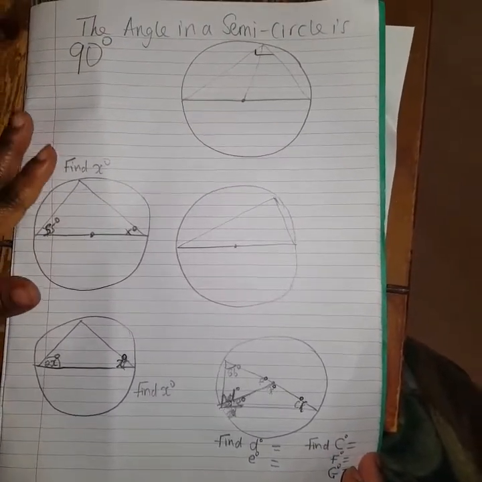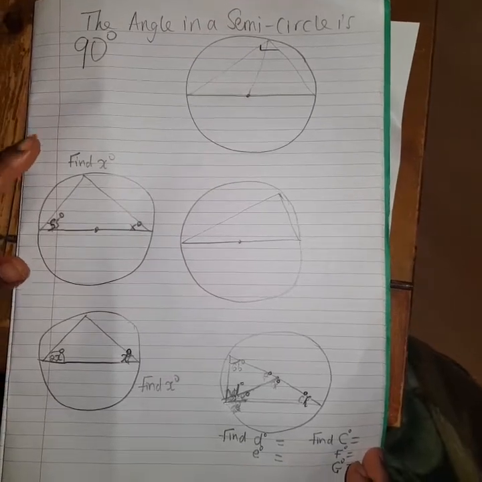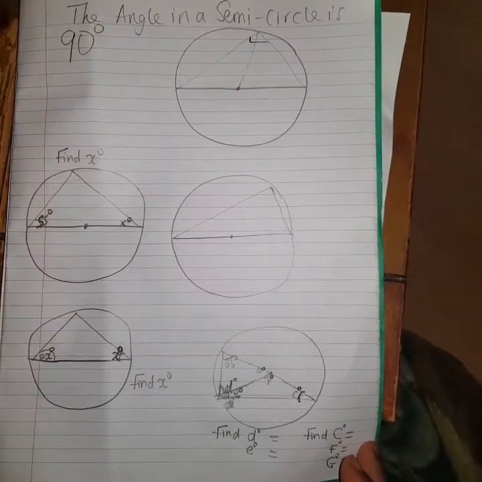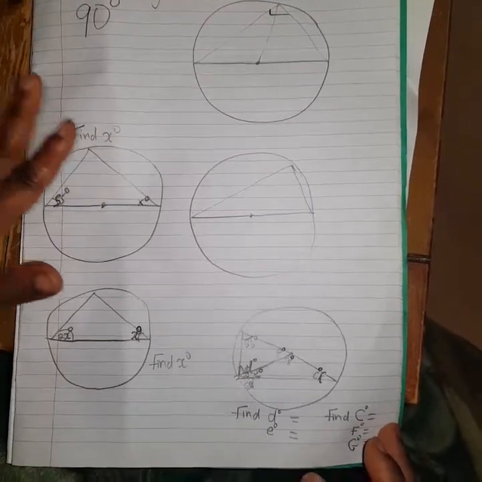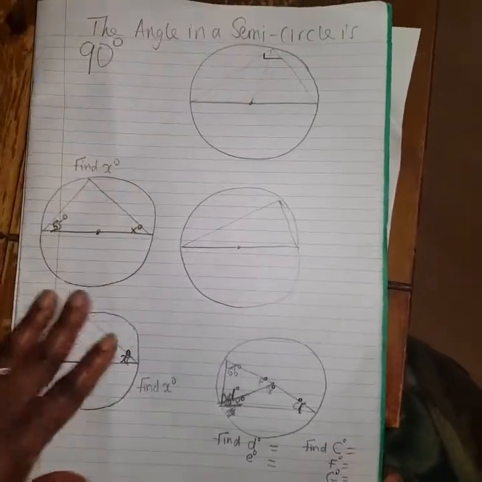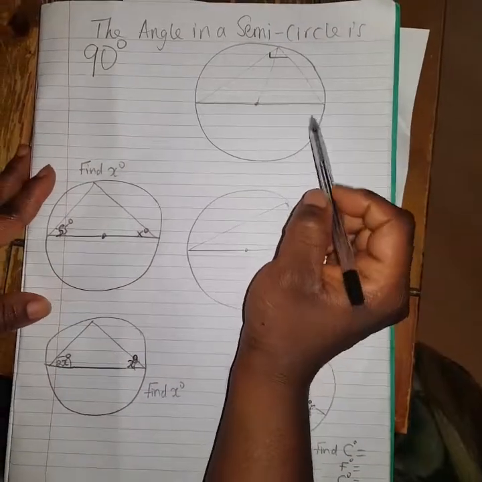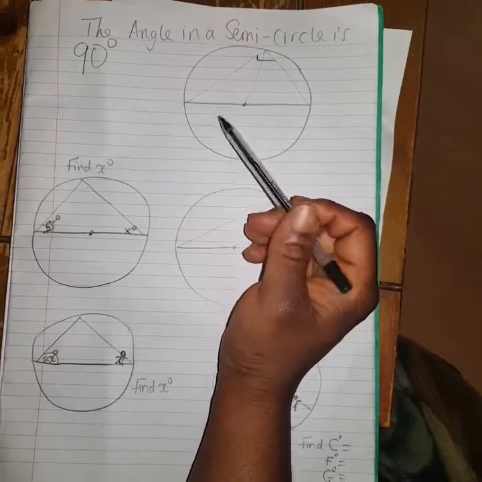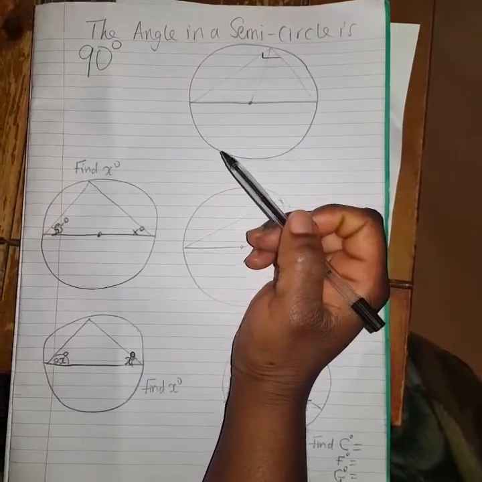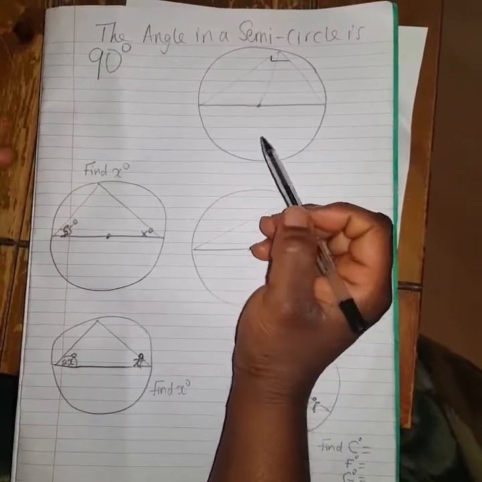As you can clearly see, I don't have the projector with me right now, so I had to write on a piece of paper or in a notebook. So the angle in a semicircle is 90 degrees is the first of the circle theorems because it's quite easy to understand. I'll explain it.